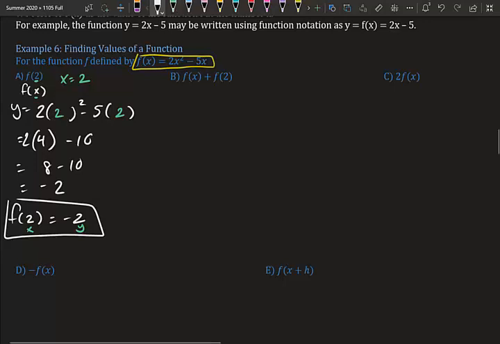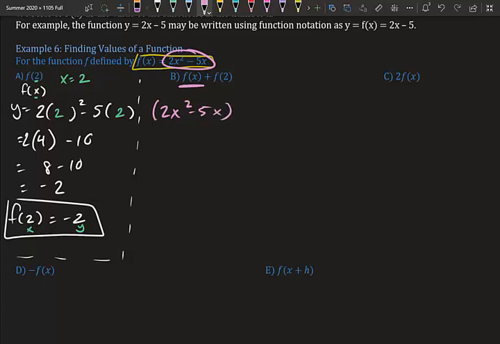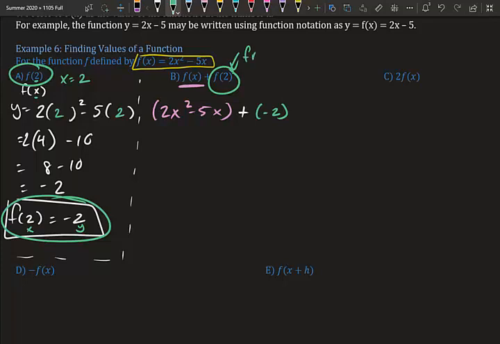All right, let's do this again for part B. Part B wants f of x plus f of 2. F of x, that's what the function is. So f of x is 2x squared minus 5x, and then we're going to add that to f of 2. Didn't we already do f of 2? We totally did. We did it in part A. F of 2, that's the answer. It was negative 2. So we already have that answer from part A.